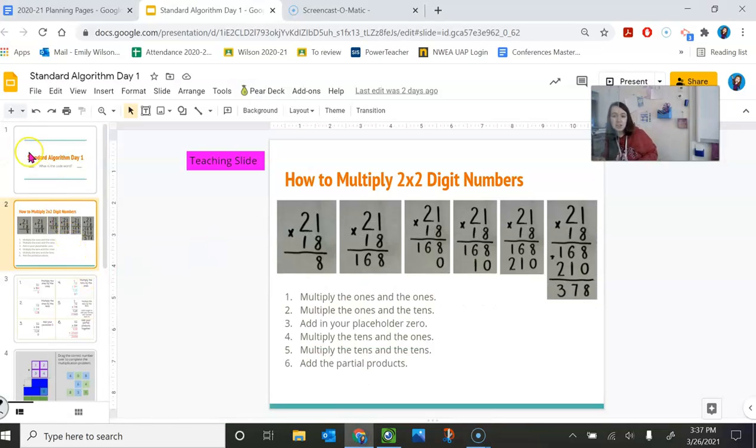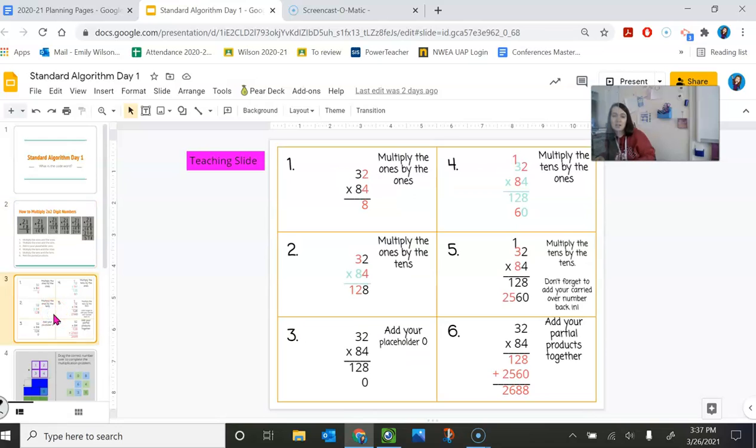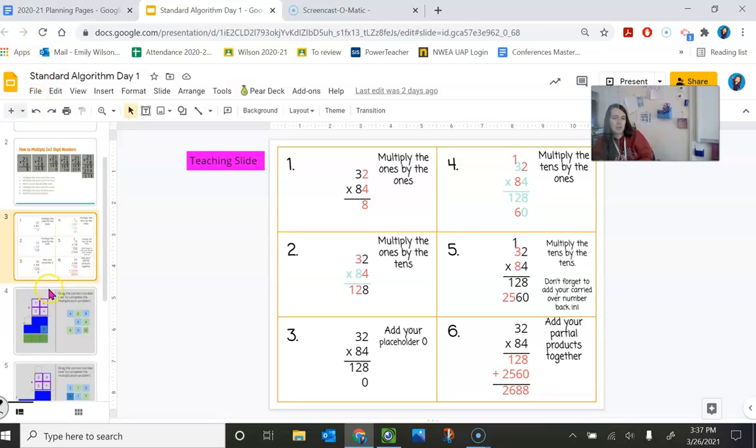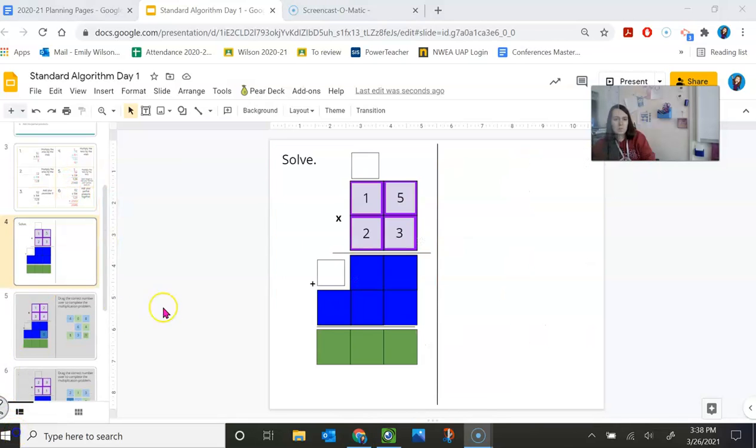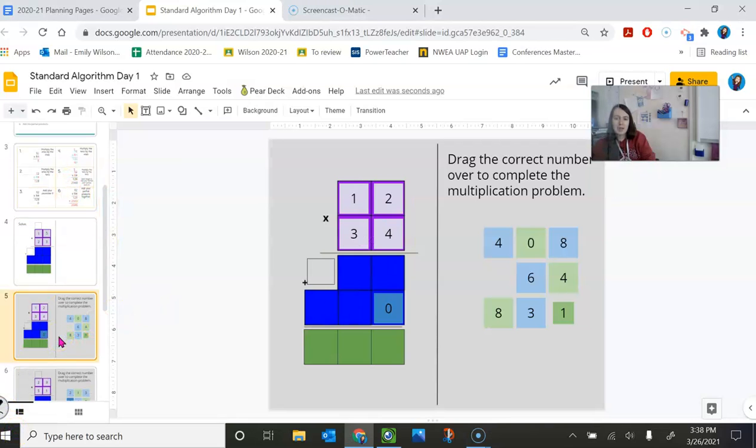Let's take a look at how this looks on your slides. And so again, slide 2 shows an example where I do it step by step. So you can see, start by multiplying the 1s times the 1s, then the 1s times the 10s, using that same bow tie. Slide number 3 gives an example, but it has the instructions right next to the work, so that might be helpful. So you do have some drag and drop where the numbers are there for you. You'll notice that placeholder 0 is there.